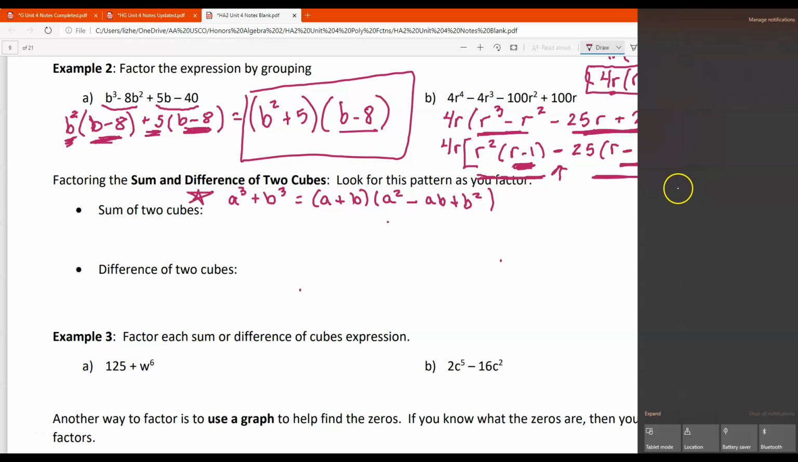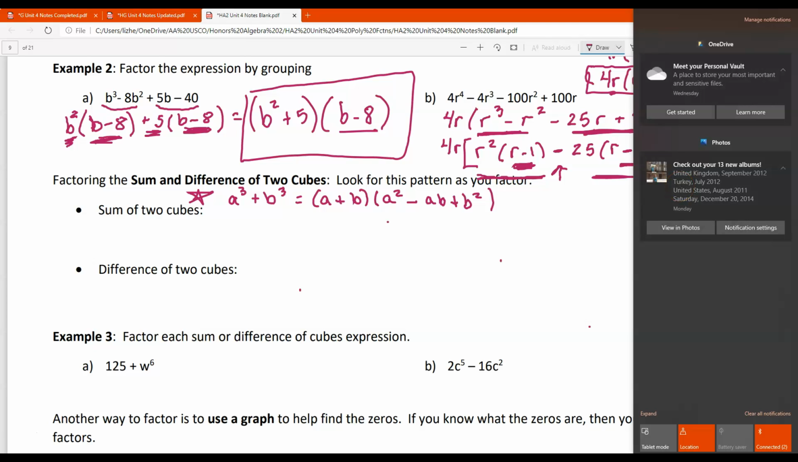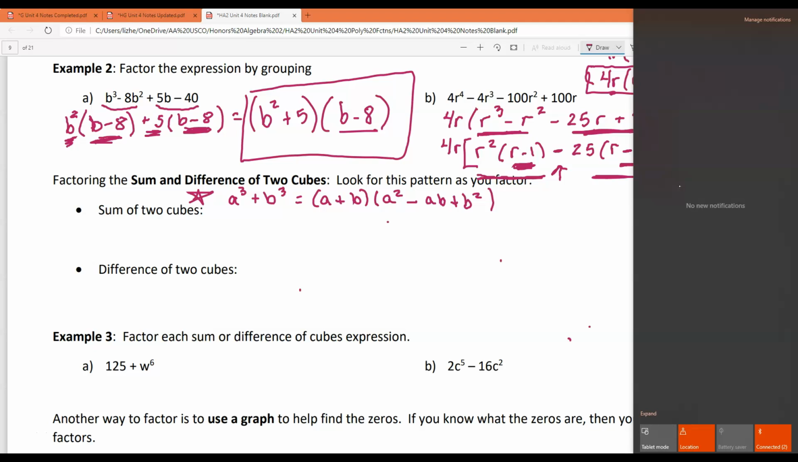Just like this one, remember, things are popping up everywhere. I don't have any idea how to get rid of that. Go away. Clear notifications. Go away. There you go.